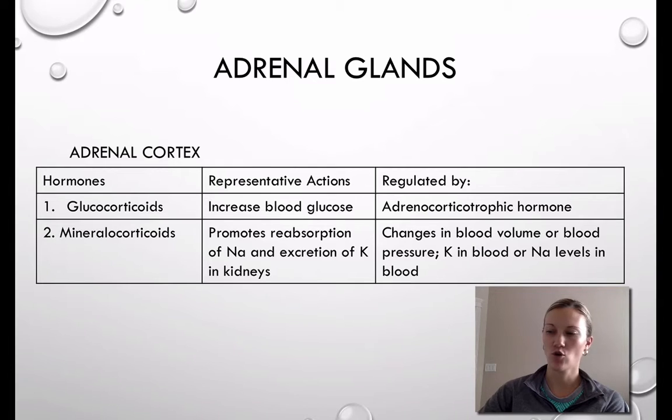Then the adrenal cortex has two hormones associated with it. The first one are the glucocorticoids, which increase blood glucose. They're regulated by the adrenocorticotropic hormone. Then the mineralocorticoids are the other one, and they promote the reabsorption of sodium and excretion of potassium in your kidneys. This is regulated by changes in your blood volume, blood pressure, and the amount of potassium in your blood.